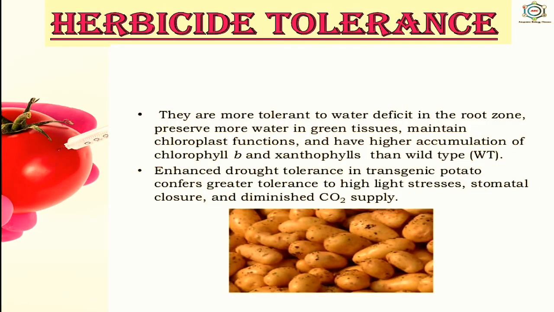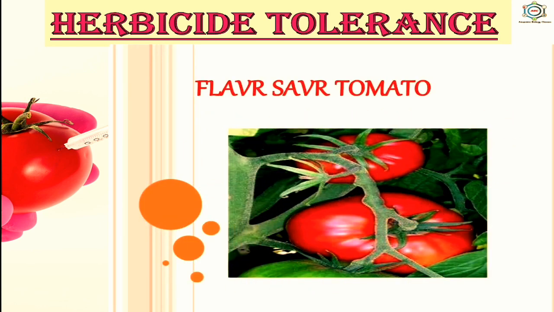So, if you talk about the transgenic potato, they are more tolerant to water deficit in the root zone, preserve more water in green tissues, maintain chloroplast functions, and have higher accumulation of chlorophyll B and xanthophylls than the wild type. Enhanced drought tolerance in transgenic potato confers greater tolerance to high light stress, stomatal closure, and diminished carbon dioxide supply.